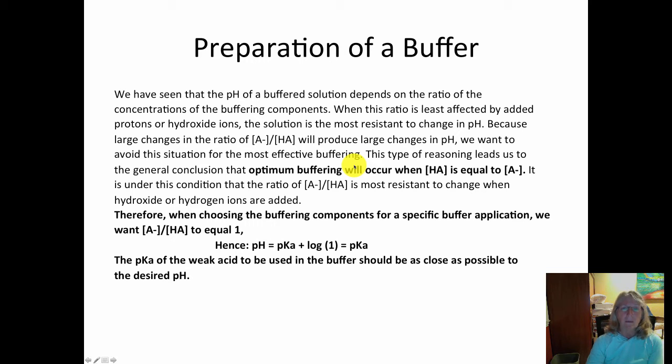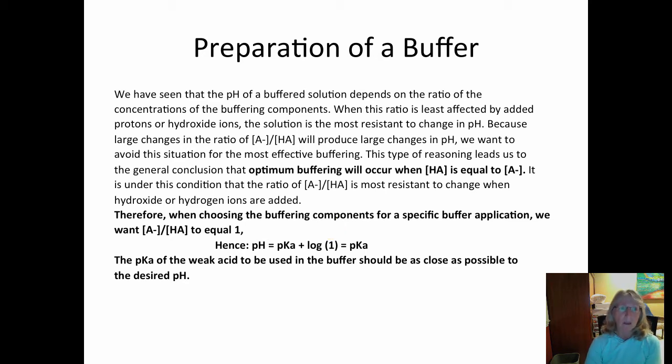So what we've come up with is an understanding that if you have your acid concentration roughly equal to your base concentration, that's when you're going to get optimum buffering. When you have that ratio roughly equal to 1, then you get this. When the pH is equal to the pKa, because remember the log of 1 is 0, that is going to be the most effective buffer that you can create. This is the one that will be most resistant to change.